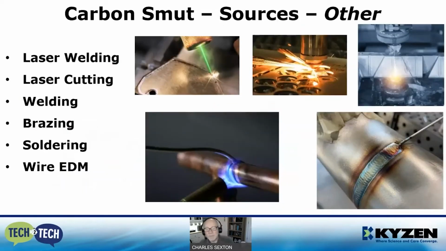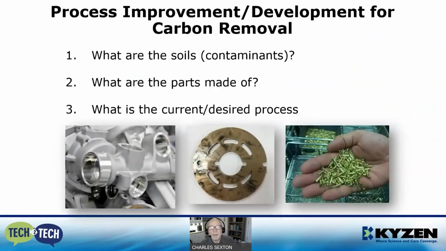Other, I think, pretty obvious examples are welding, laser welding and cutting, brazing, soldering, wire EDM. Just to mention one, in welding operations, often people will use these anti-spatter oils. So any weld spatter that drops on the part is obviously extremely hot, and where it meets the oil, it carbonizes the oil.